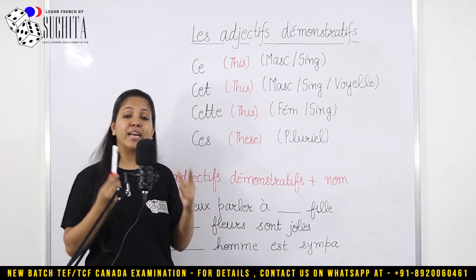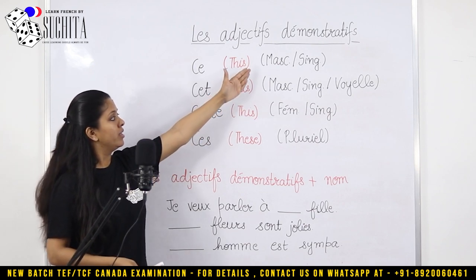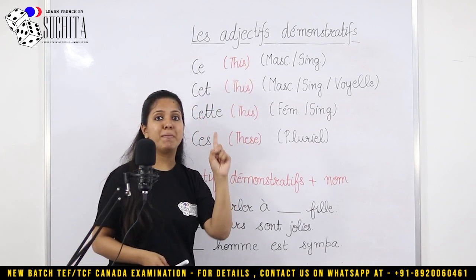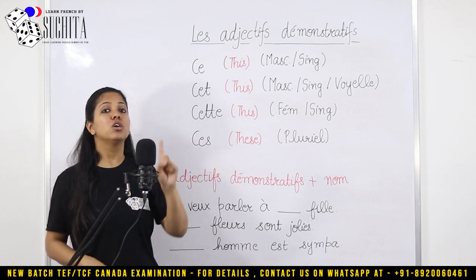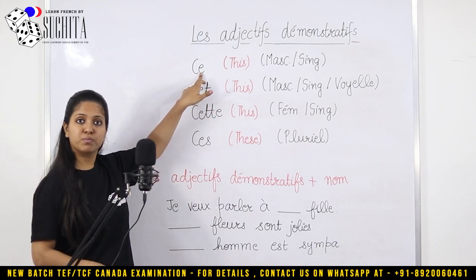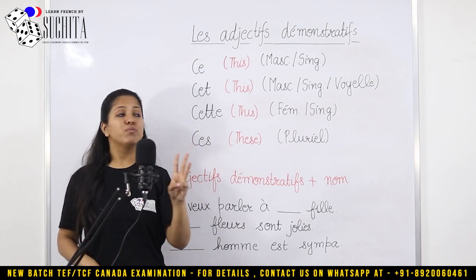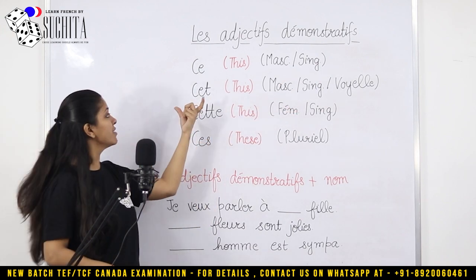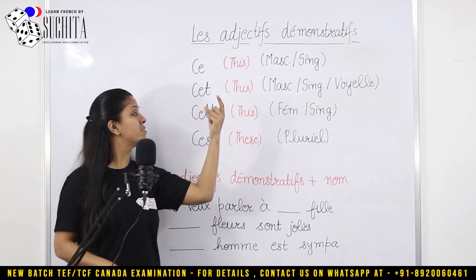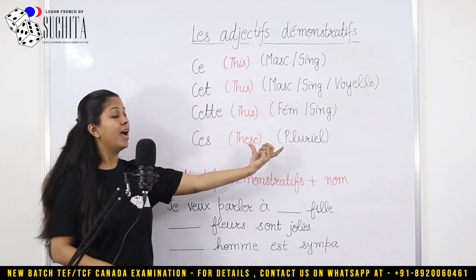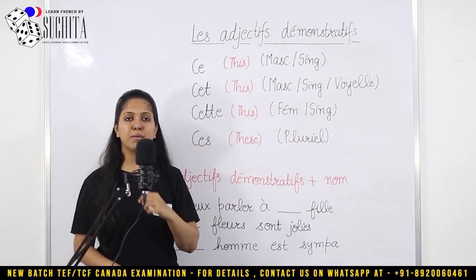So it is not gender based in English. But in French, it is gender and it is number based both. How? That I've already told you. The words which are masculine, which are singular and which begin with a consonant, première option, ce. The words which are masculine, singular and which begin with a vowel, for them you use cet. The words which are feminine and which are singular, you use cette, troisième option. And the words which are plural, you use ces. I'll give you the examples.